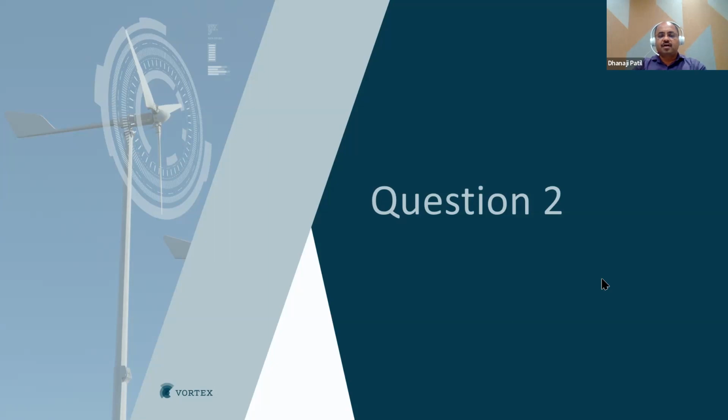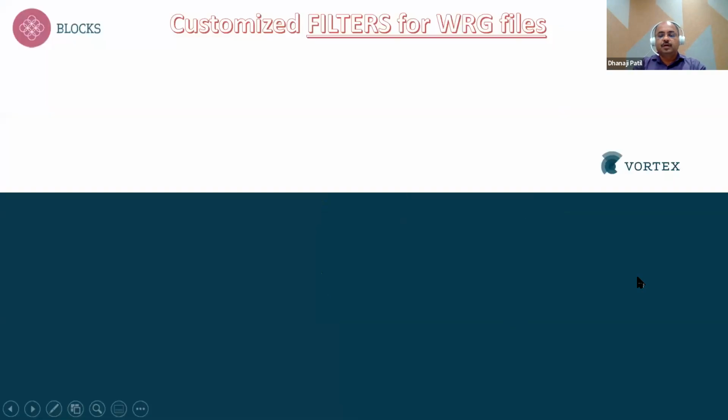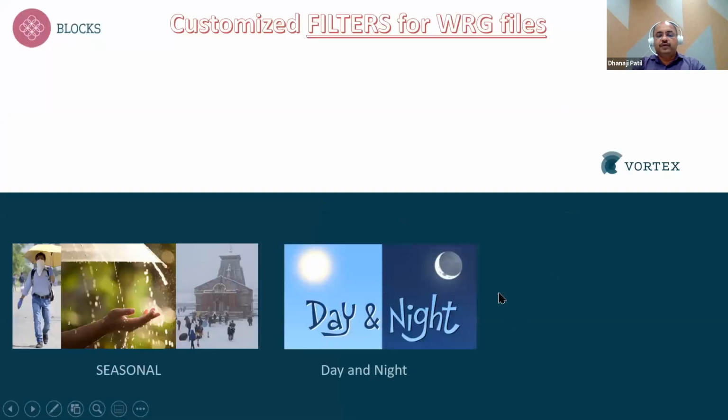Okay, I can see all of you are saying that you are interested in a filtering option. So let us have a look at what filtering options we have in the Blox product. First, we can filter the WRG output day and night wise. I mean, WRG for a day, WRG for a night.